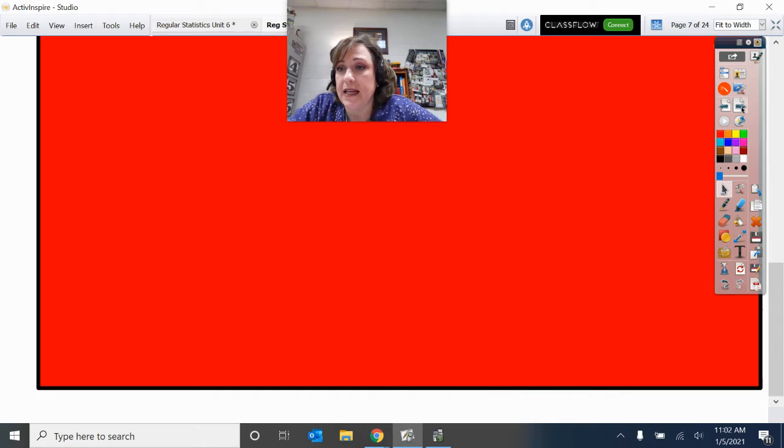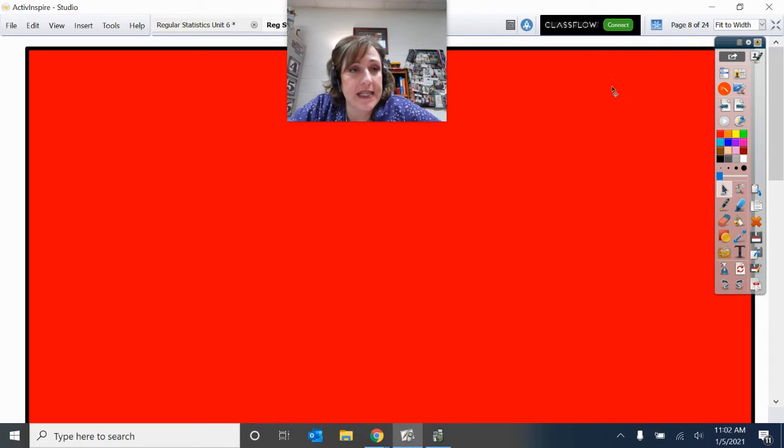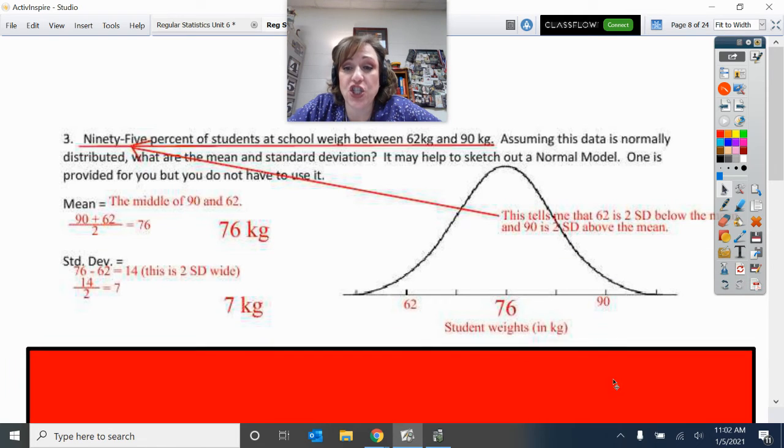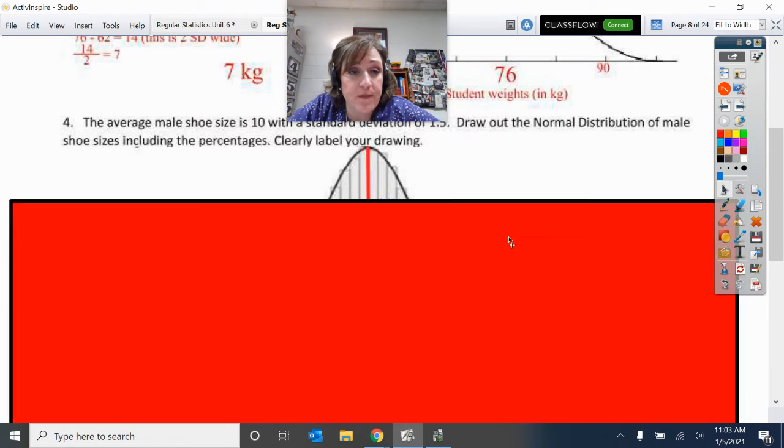All right. Next, we had the same idea, but with 95%. So that's telling me that is two standard deviations wide, from 62 kilograms to 90 kilograms. And so then I average it to find the middle. And then 62 is two standard deviations down. So 76 minus 62 is 14. So this distance of 14 is two standard deviations wide. So that's why I divided by 2 to get 7.